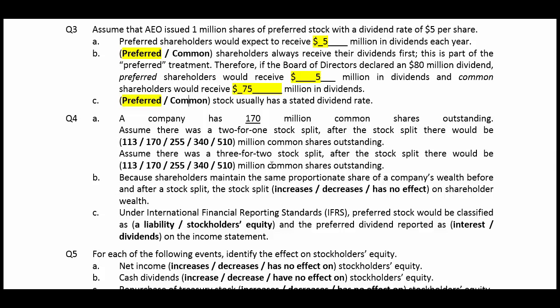Now, with par value, it's important to know that when you split stock, all you do is dice up the par value in the same way. So let's say you have $1 par value and you split the stock 2 for 1. Then your par value would be 50 cents.